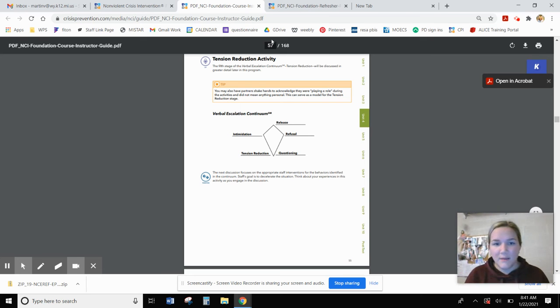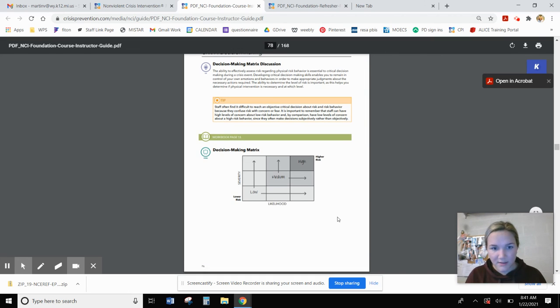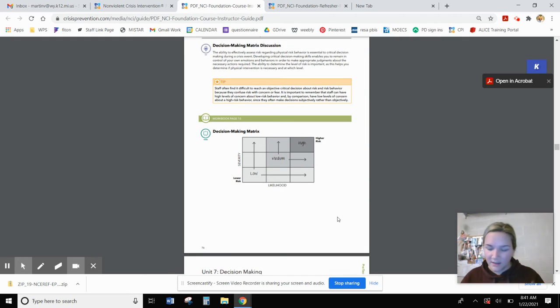The decision-making matrix, the thing Mara and I love teaching the most. It's very hard to articulate it. But the two ways the decision matrix model is used to consider risk is the likelihood of it happening and the severity when it does happen. Okay.